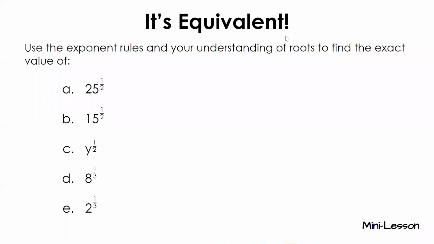So when we look at this first one, we've got 25 raised to the 1/2 power. So I can rewrite this as radical 25. Well, what's the square root of 25? 5. Fantastic. Ta-da! We're going to do the exact same thing on the next one. Square root of 15. Well, when we take the square root of 15, we can't simplify that anymore. So we're just going to leave that guy underneath the radical. So the answer is square root of 15.